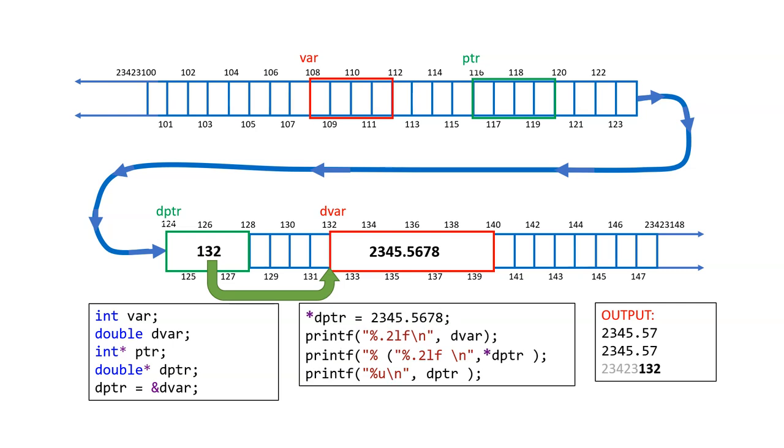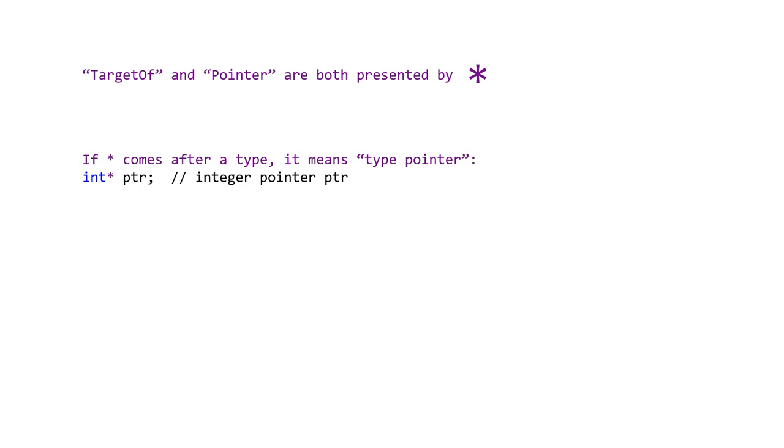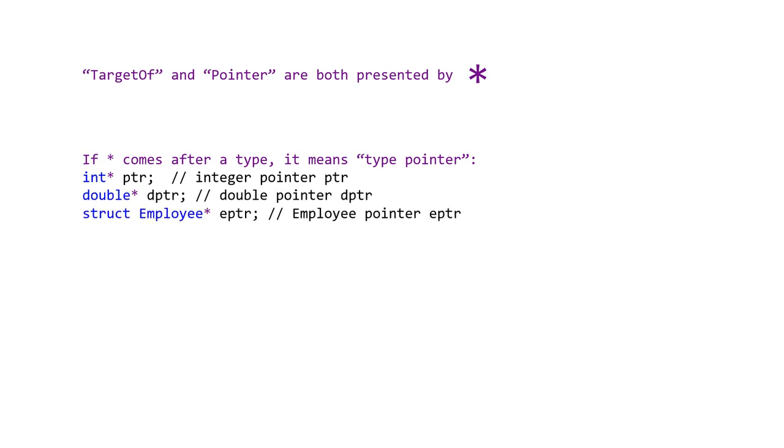So how do we recognize this mayhem? This is what we do. Target of and pointer are both presented by asterisk, except that if the asterisk comes after a type, it's type pointer, like an integer pointer, like a double pointer, like an employee pointer. I put struct over there because it was back in C. In C++, when you make something a structure, automatically it becomes a type. So in C++, you simply say employee pointer. Okay? No difference.